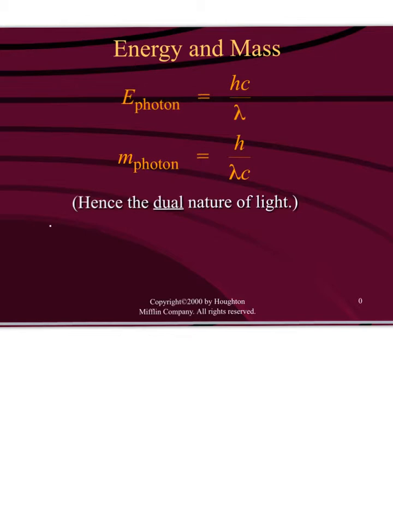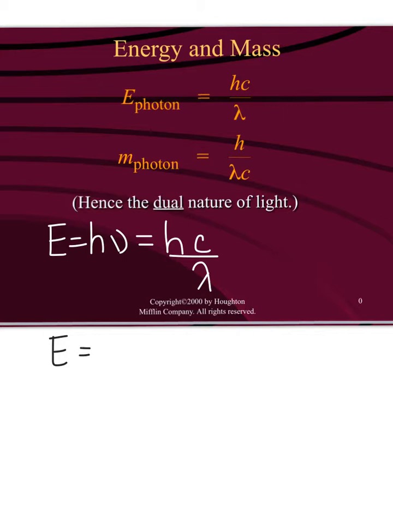We had energy equals h nu, and we know that nu is equal to c over lambda. Now if we substitute in, and we also take into consideration Einstein's equation, E equals mc squared, I'm going to substitute this in for the energy. So it will be mc squared equals hc over lambda.